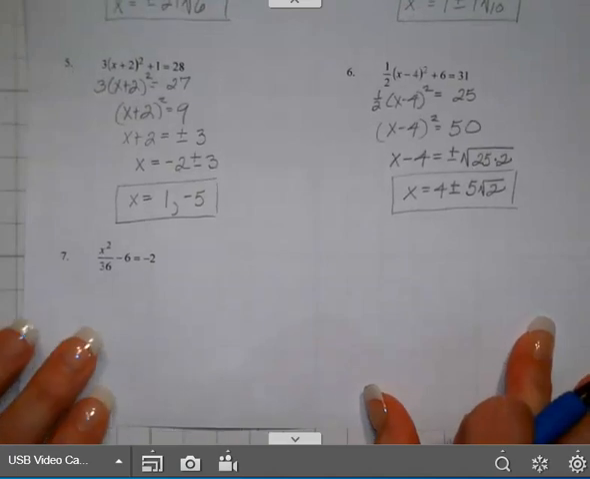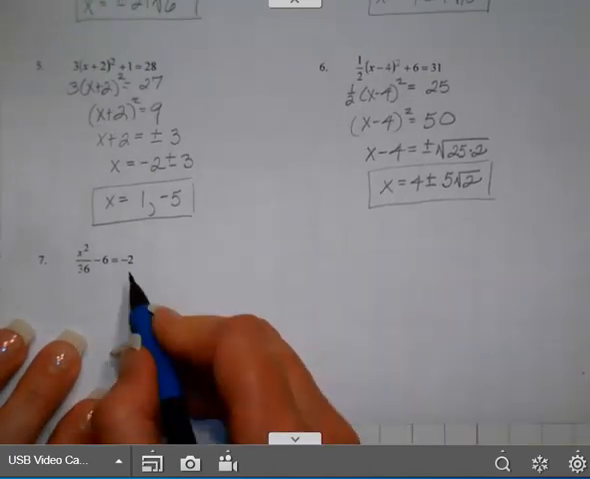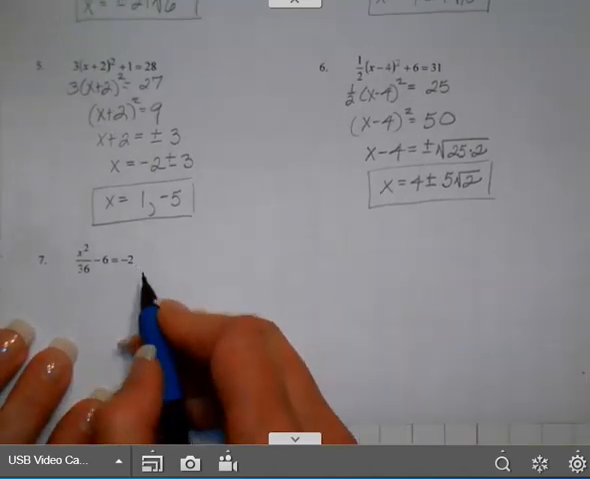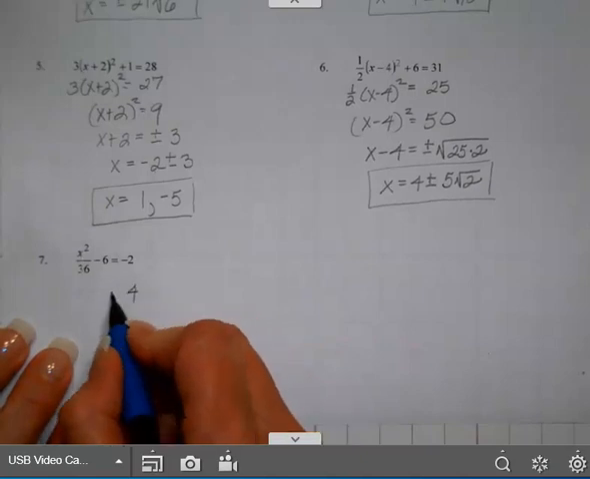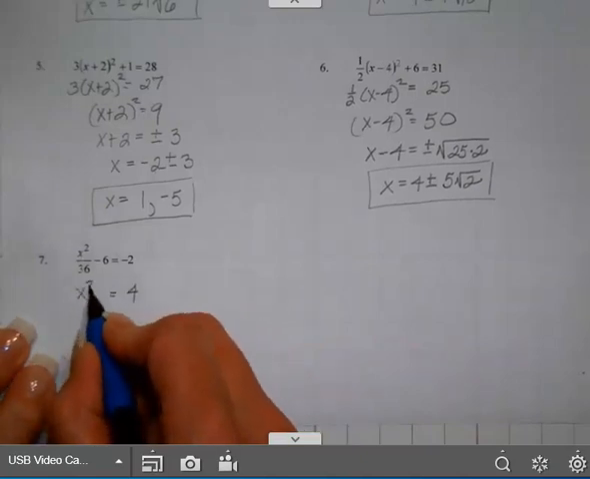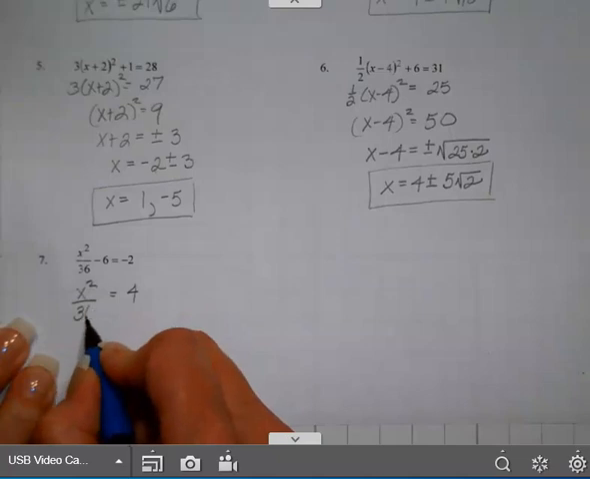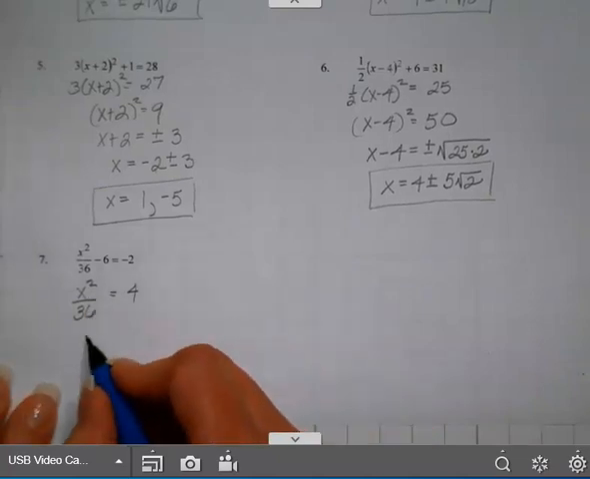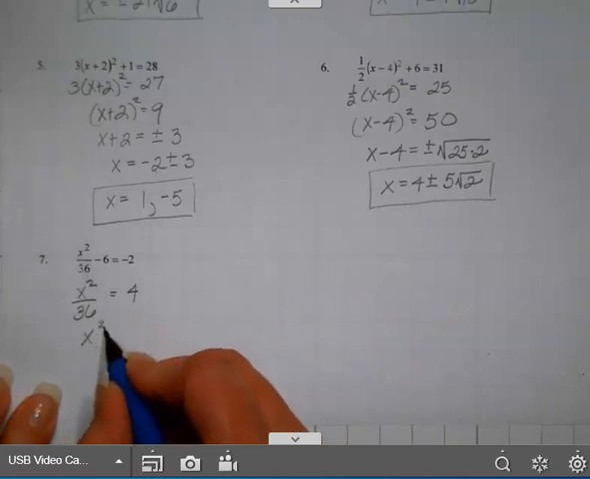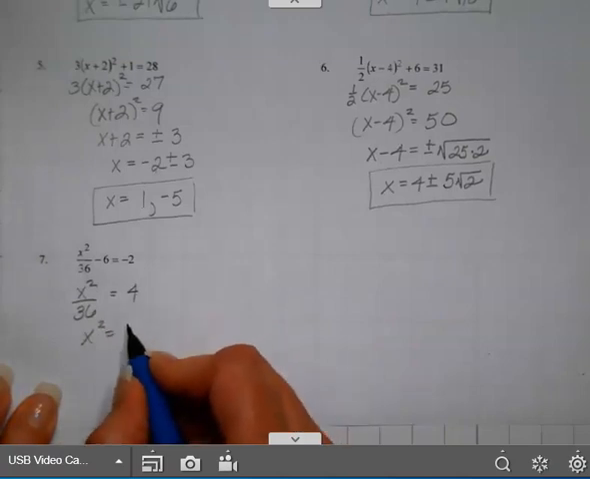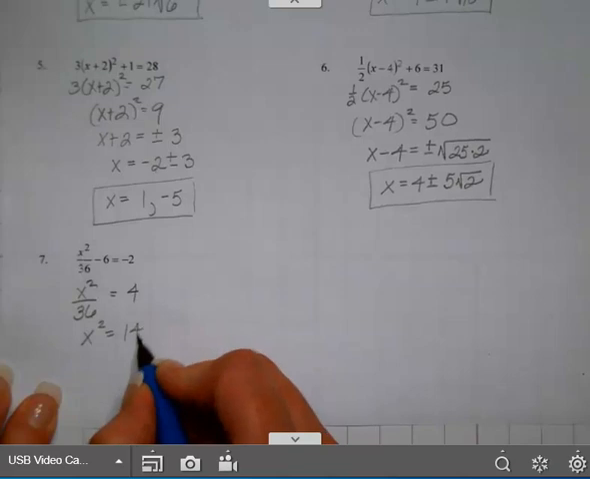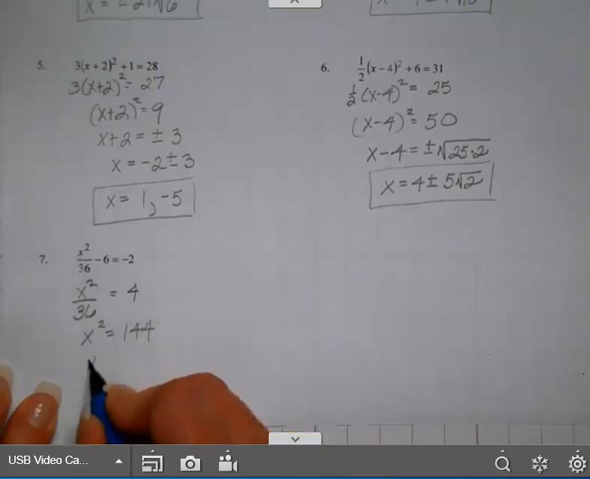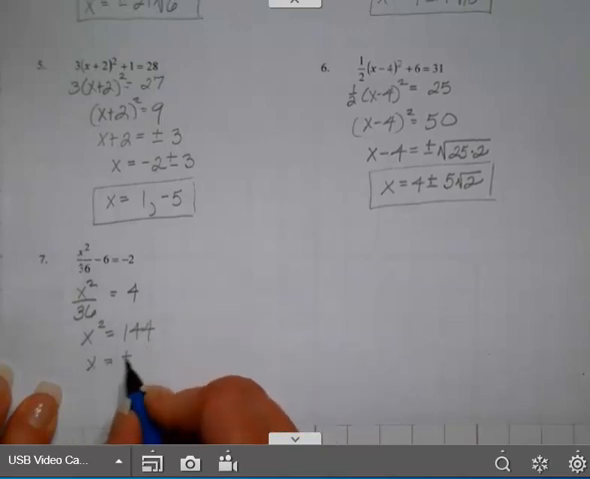Last example. I'm going to go ahead and add 6 to both sides, so this now becomes a 4. And to get the x squared by itself, I'm going to multiply both sides by 36. 4 times 36 will give me 144. And that's a nice perfect square, so this will be plus or minus 12.